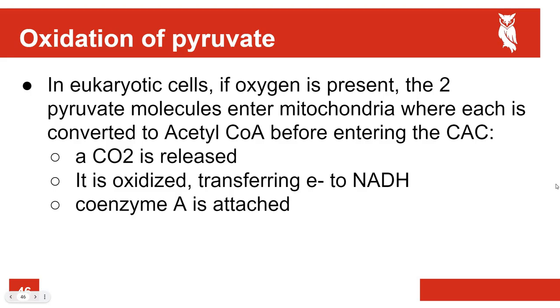How come it just says in eukaryotic cells it goes to the mitochondria, and not prokaryotes? Because prokaryotes don't have membrane-bound organelles, so they don't have mitochondria. They also don't have a nucleus. Very good.